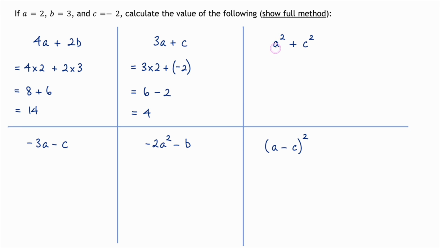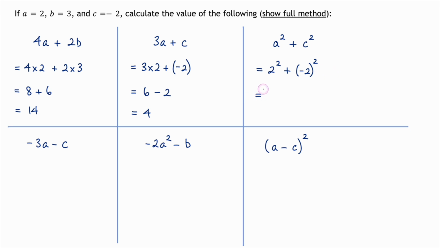Next example, a squared. Well, a is 2. So we've got 2 squared. We've got the plus. Now c squared, remembering this c is a negative value, so we're going to put that in brackets, so negative 2 squared. So that is my substitution step.